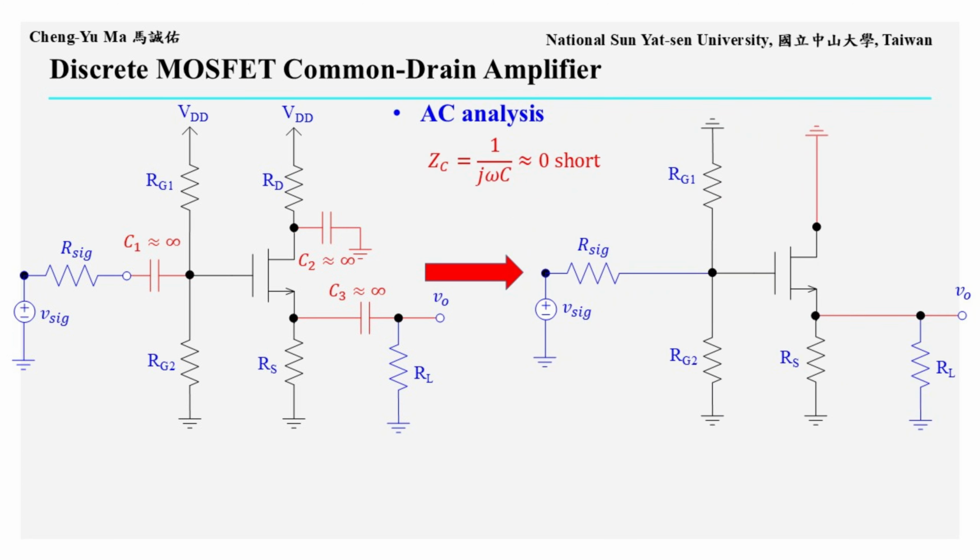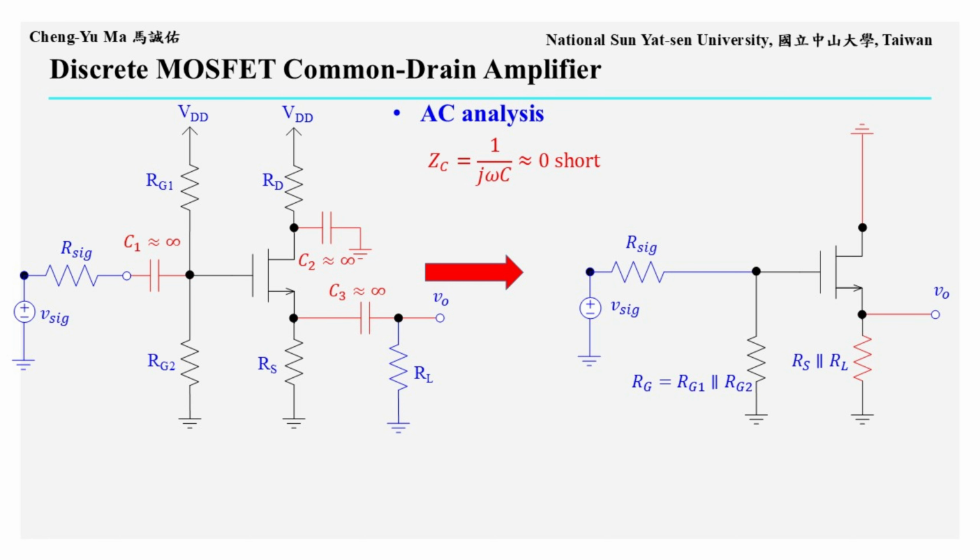Therefore, we can simplify the circuit by replacing RG1 in parallel with RG2 by RG, and by replacing RS in parallel with RL by one equivalent resistance. This gives the AC small signal circuit shown on the right. Then we substitute the MOSFET T model into the circuit.